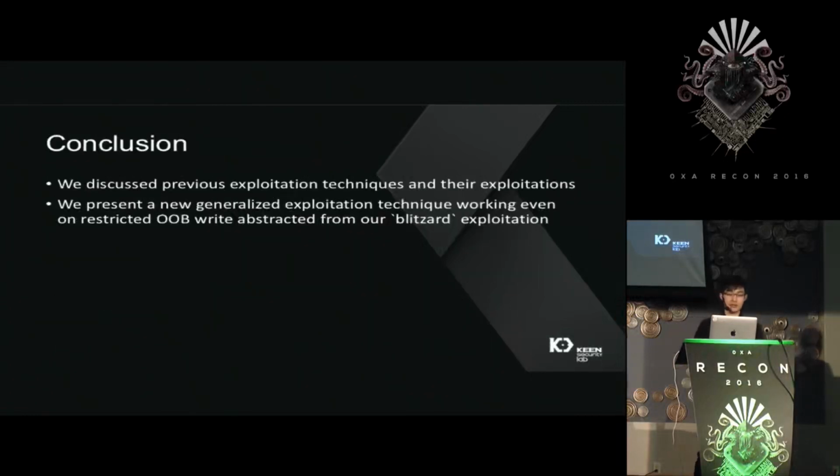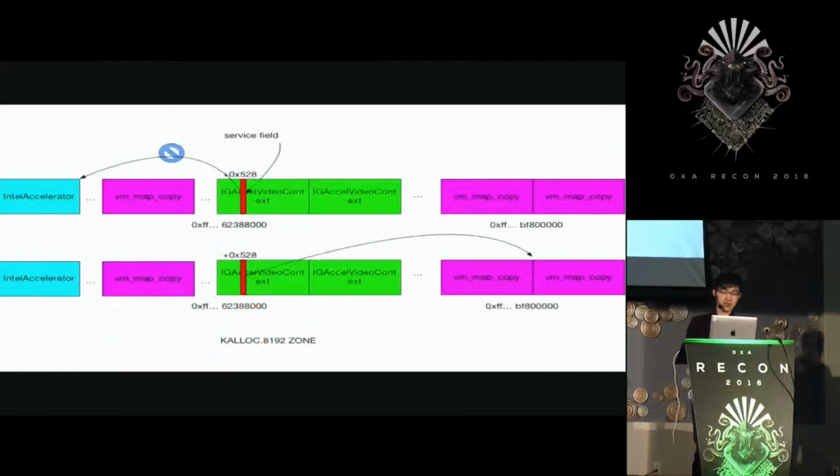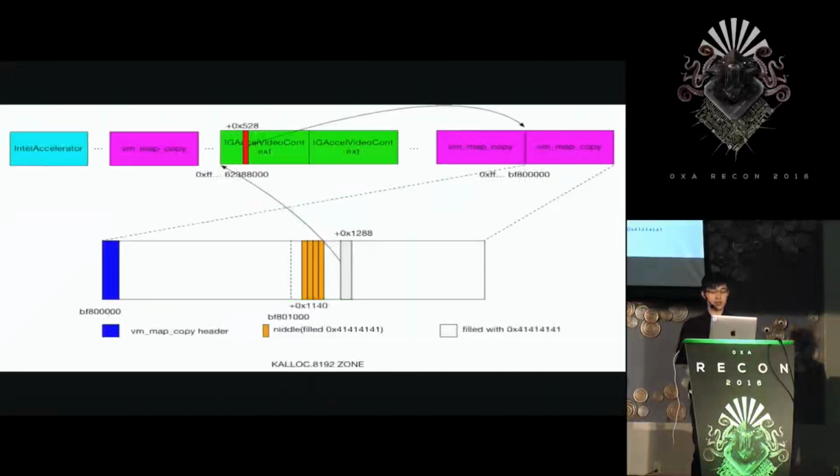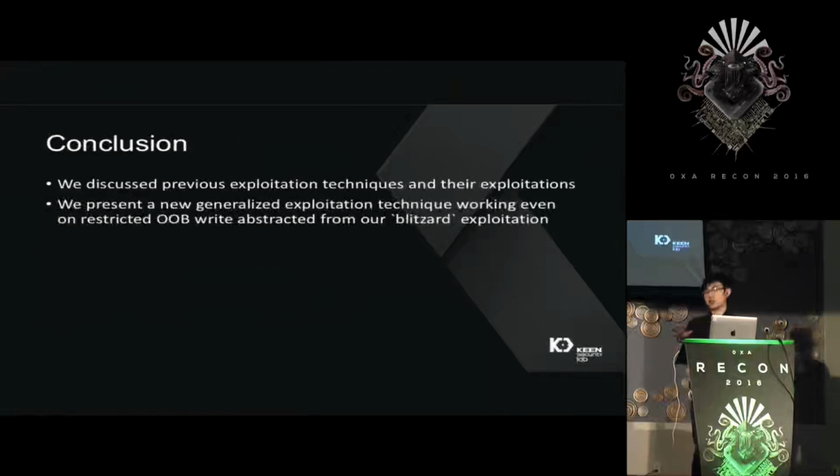So in conclusion, we have discussed previous exploitation techniques and their mitigations by Apple, and we have presented a new generalized exploitation technique. Even if you have only a restricted OOB write, you can still use it to get a 100% stable kernel root exploit. We can see that the get hardware steppings function, the contest finish function, and also the sprays are all legitimate features in the OSX kernel, not related to any vulnerability, which means we can adopt them to other OOB write vulnerabilities or even heap overflow vulnerabilities. So we call it a generalized exploitation approach.